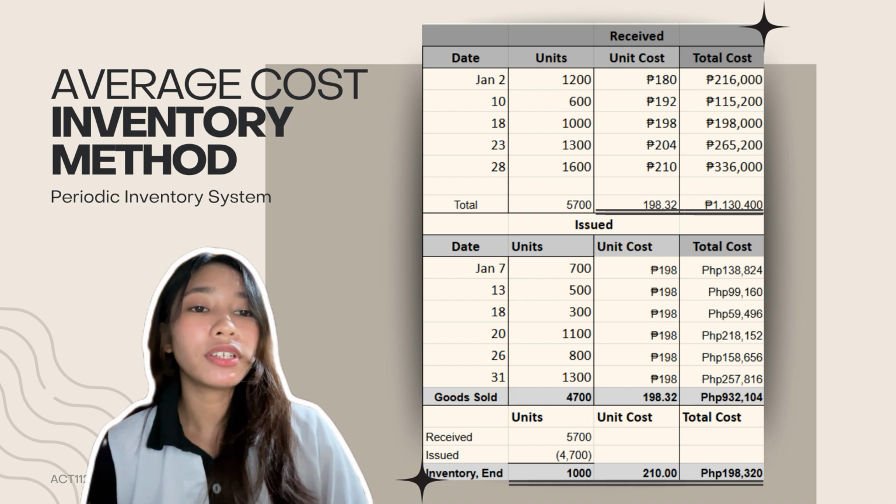For ending inventory, we take the remaining 1,000 units, since 5,700 were bought and 4,700 were sold, and multiply that by the same average cost of 198.32 pesos. This results in an ending inventory of 198,320 pesos.